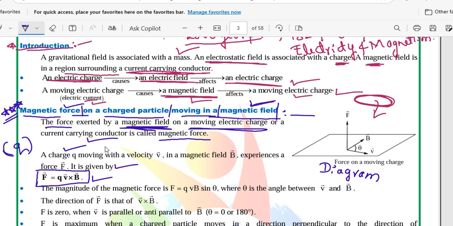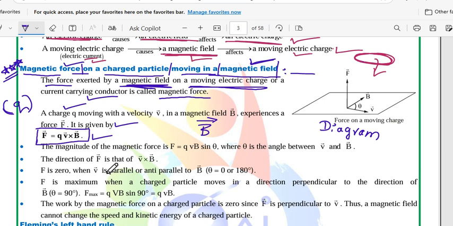See, the force exerted by a magnetic field on what? On a moving electric charge. So they have considered the charge as q, and the magnetic field is B bar. So the charge q with a moving velocity v bar in a magnetic field B bar experiences a force, and that force F bar is equal to q into v bar cross B bar. So this is the expression for magnetic force.